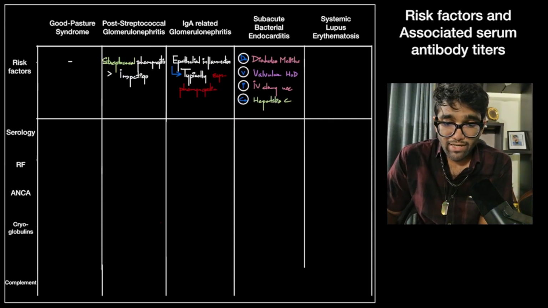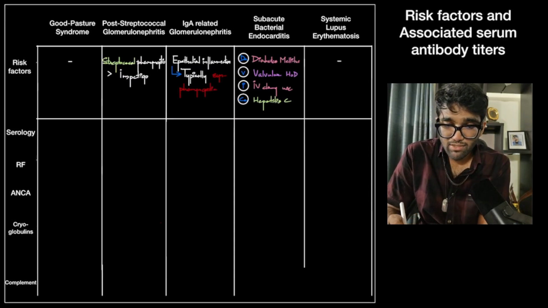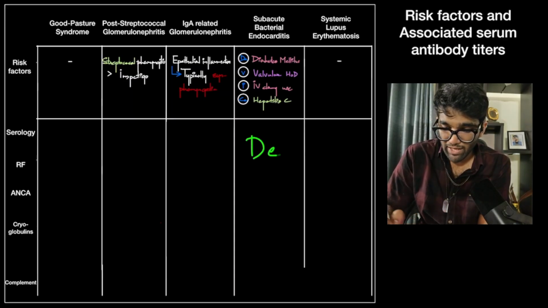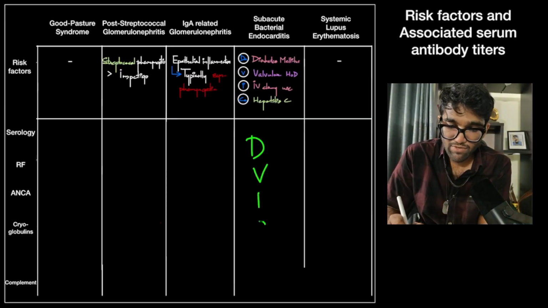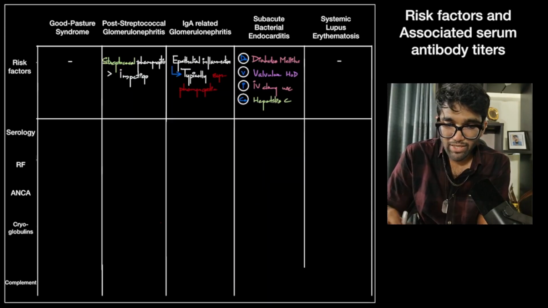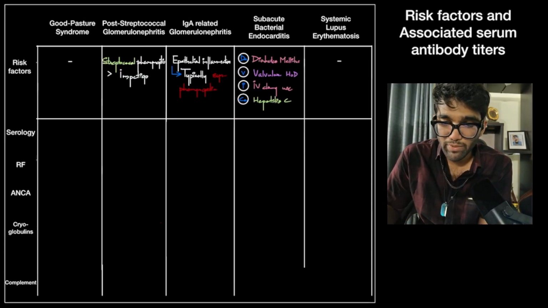Subacute bacterial endocarditis, I use a mnemonic that is DEVIC. D, E standing for diabetes mellitus. V standing for valvular heart disease. I for IV drug abuse, and C for hepatitis C. In this, hepatitis C is what you would not expect. So that is actually a factual question that would be asked.